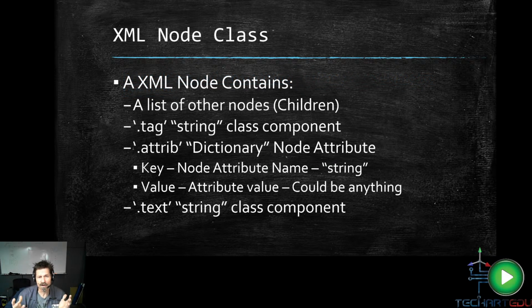Okay, so every XML node has a list of other nodes, which are considered its children. It has a .tag, which contains a string covering the name of the actual node itself. You have the .attrib, which is the dictionary of all the node attributes. Inside of that attribute dictionary, you have the key and the value. And then you have the .text, which is the text element associated with the XML. Now, it doesn't have to have anything in there because the text element is optional in an XML node, but it is there in the .text information.